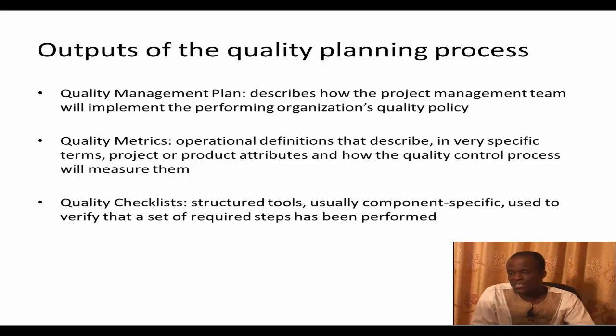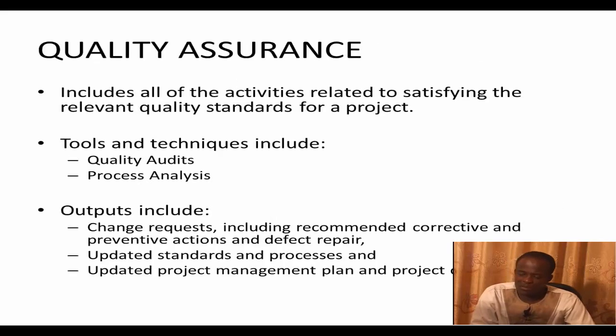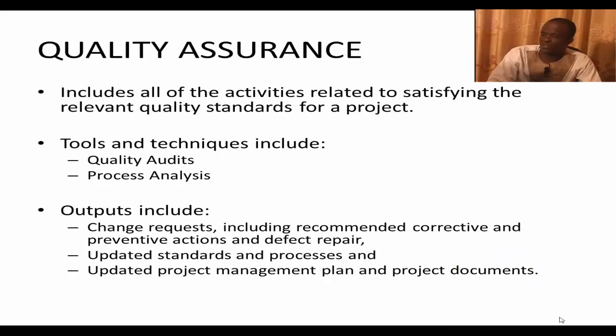Then we have the quality checklists. Okay, these are structured tools, and usually these are component specific, that are used to verify that a set of required steps have been performed. So at the end of the quality planning process, you have these three very important outputs. Okay, that will then usher us into the next process, quality assurance.